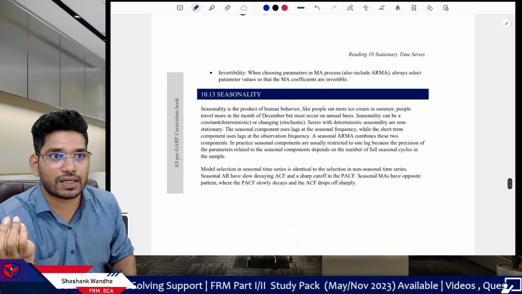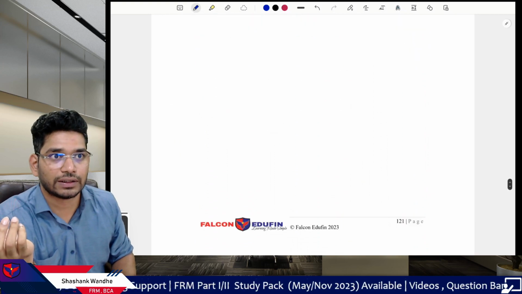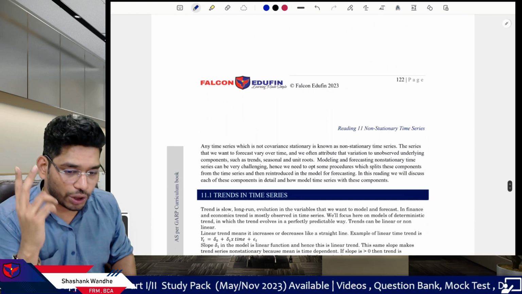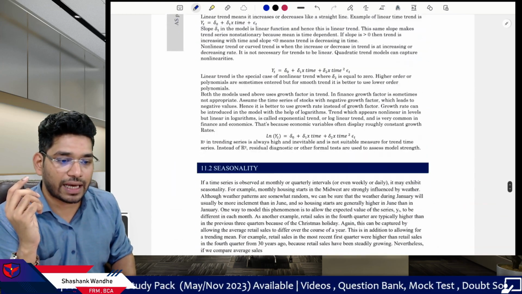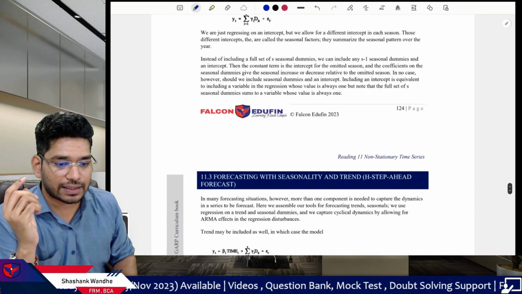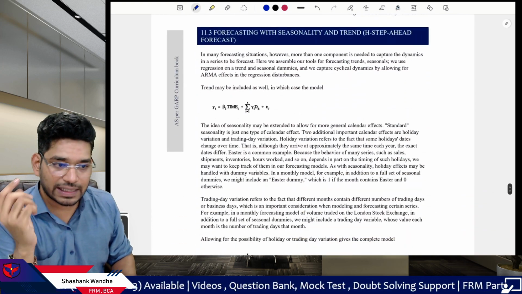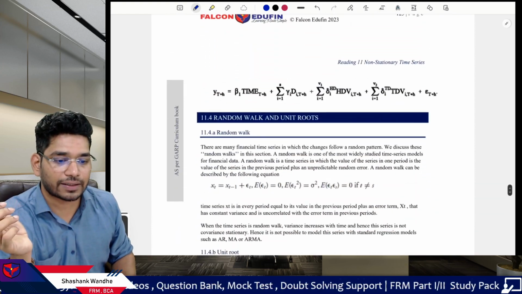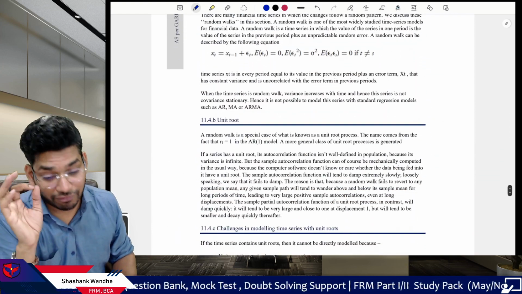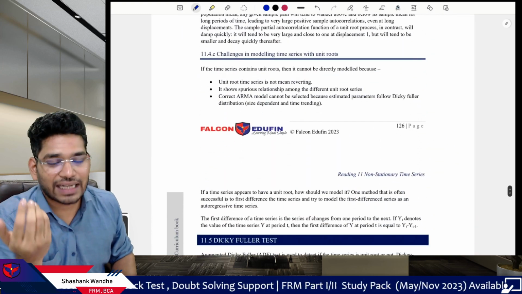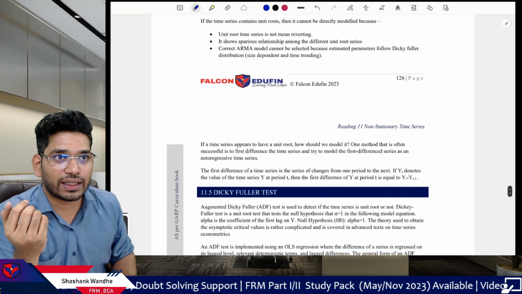Then we have the Box-Jenkins seasonality discussion, and then the non-stationary time series, again part of section 2, and trends in the time series. Again, seasonality in time series, understand this. And then we have forecasting with seasonality and trend, h-step ahead forecast, so understand this. And then we have the random walk and unit root, very complicated to understand, so just read it and try to understand it.